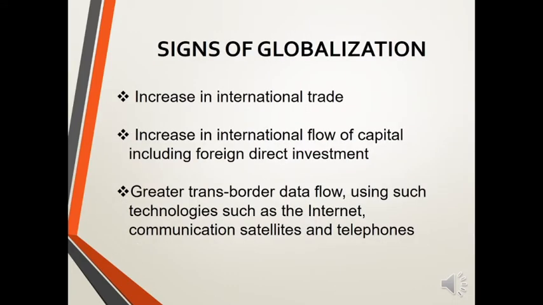So, what are the different signs of globalization? Number one, increase in international trade. Two, increase in international flow of capital, including foreign direct investment. Number three, greater transborder data flow using technologies such as the internet, communication satellites, and telephones.